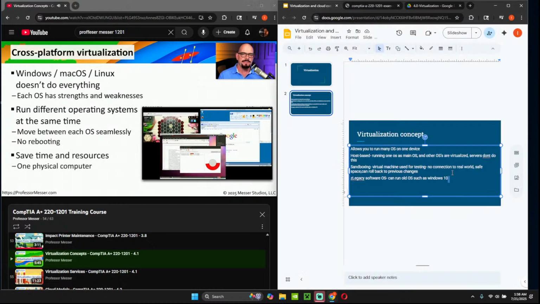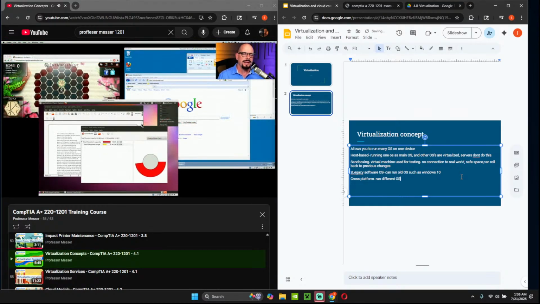This is obviously saving time because we don't have to reboot or find another system just to run the application we need. And we're also saving resources because we're able to run all of these different operating systems on one physical computer. Here's a better view of this multi-platform use of virtualization. I'm running this on my Mac OS desktop, and I'm running a native version of the Mac OS browser on the left side.